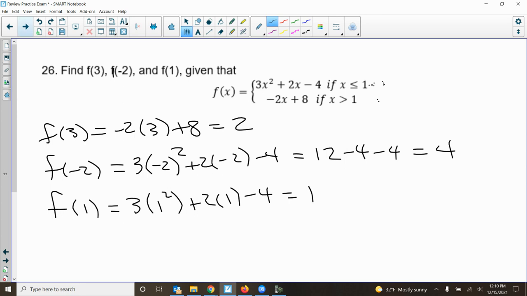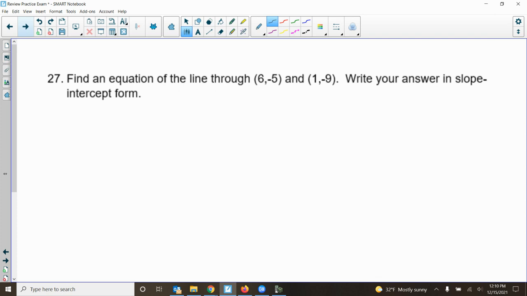27. Find an equation of the line through 6, negative 5, and 1, negative 9. Write your answer in slope-intercept form, which is y equals mx plus b. Remember, you can have a note card tomorrow, no, Friday. Friday, sorry.